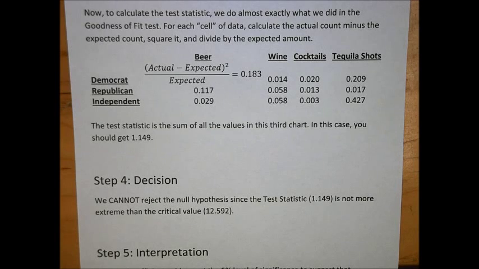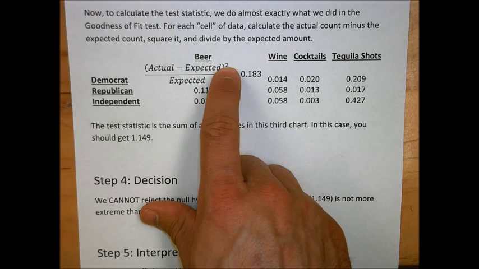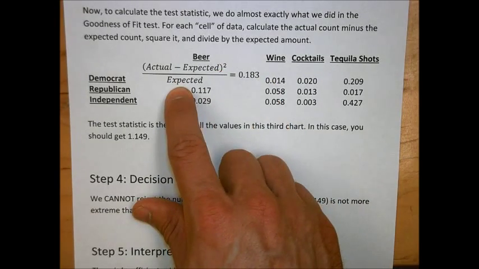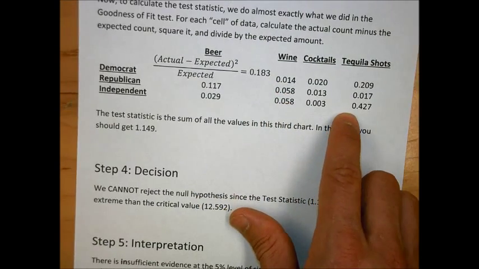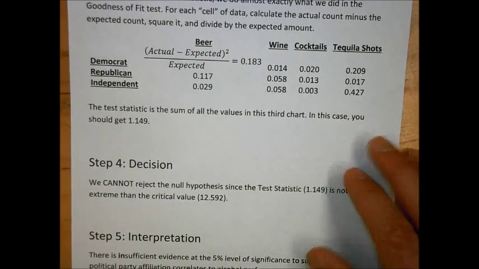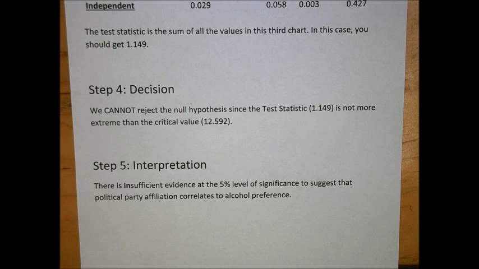Now, to calculate the test statistic, we do almost exactly what we did in the goodness of fit test. For each cell of data, we calculate the actual count minus the expected count, we square it, and then we divide by the expected amount. So again, the formula, actual minus expected, squared, divided by expected. For the Democratic beer cell, we get 0.183. Again, check a couple of these to make sure you're getting the same numbers to the nearest thousandth. The test statistic will again be the sum of all the values in this third chart, and in this case, you should get 1.149.